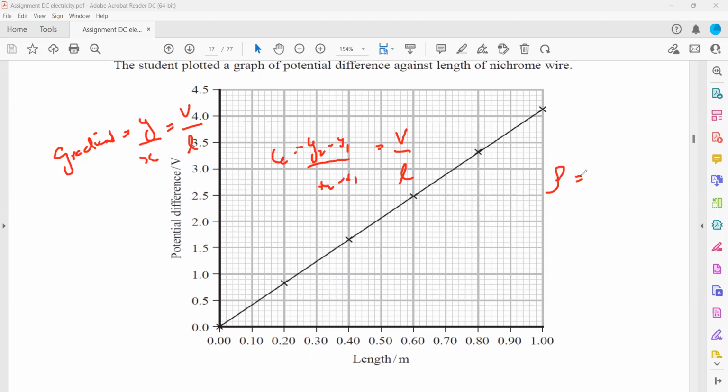So resistivity is equal to V over L into area divided by current. So V over L, how will I get V over L? I'll get the slope of this graph. How will I get area? That is given, and current is given. So I just multiply. We'll get the resistivity of this wire.